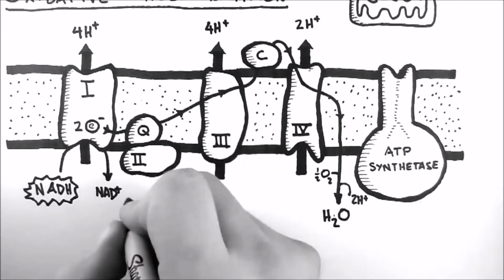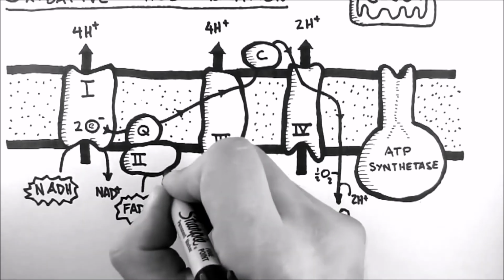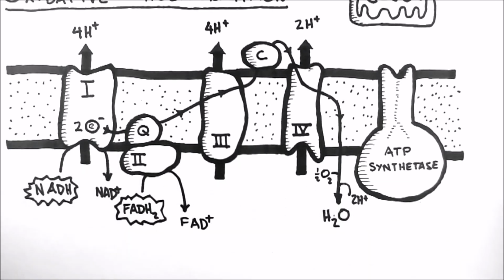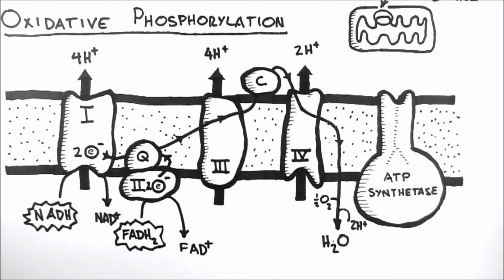A similar process happens when FADH2 is used as the electron donor. 2 electrons get donated to complex 2, which in turn passes them to coenzyme Q10 and onward down the electron transport chain. Because complex 1 is not involved when FADH2 is the electron donor, only 6 protons get pumped across the membrane.